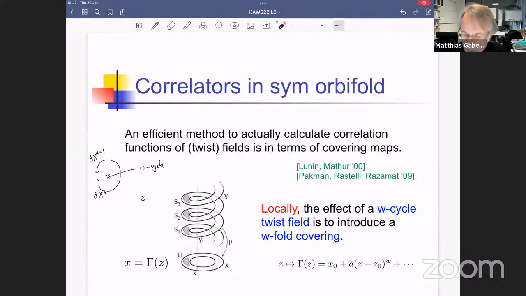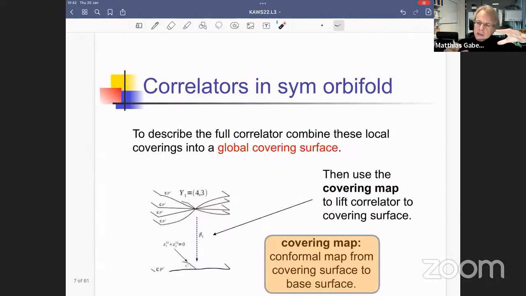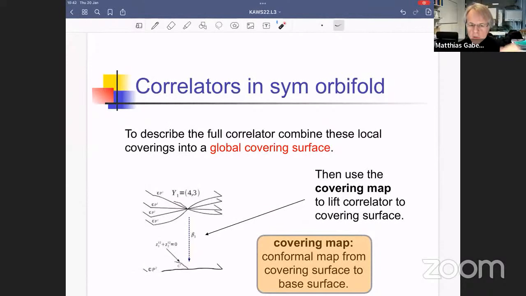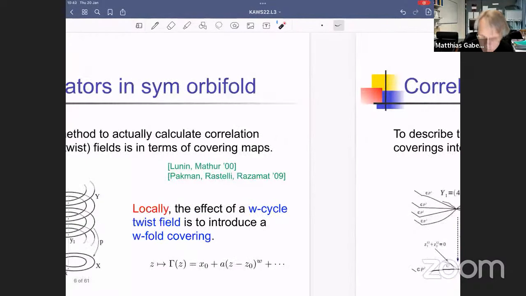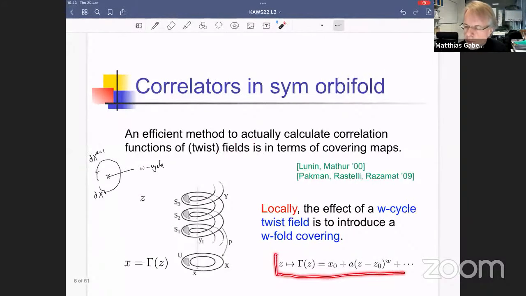So the idea of calculating these correlators is that locally you should do this. And then you simply patch together these local conformal transformations, and you do this near every insertion point of your W-cycle twisted sector. So suppose you have a sphere with some insertions, then you're going to try to find the conformal transformation to some surface where near each of these points you have a W-fold cover. And if you manage to do that, if you find a holomorphic map that has this property, that's what you call the covering map. The covering map is simply the map that locally looks like such, and it does this near all the points where you've inserted the W-cycle twisted field.